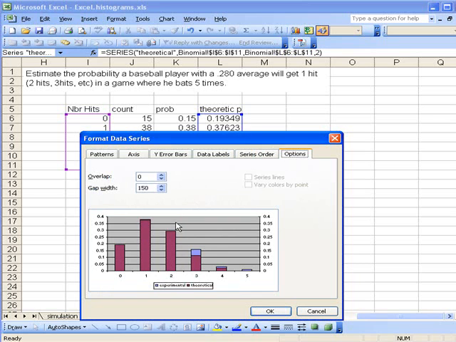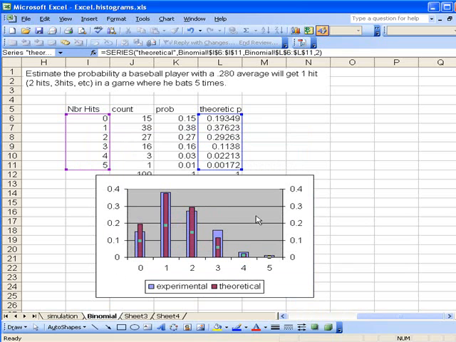We want to make the theoretical smaller so that we can see the one that's hidden behind it. If we make the column thinner, it means we have to increase the gap. So maybe let's double it to 300, maybe 400, give it a little extra here. I'll say okay, see what happens. Well, yes, okay.